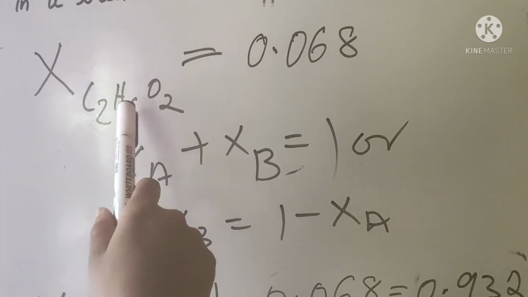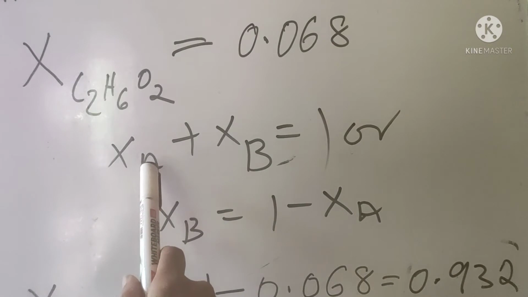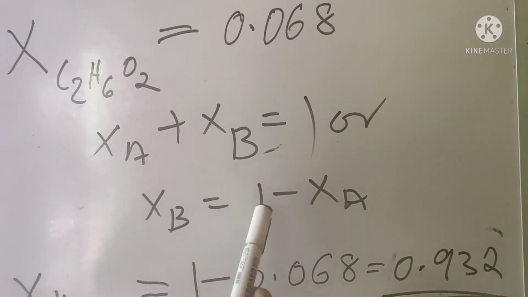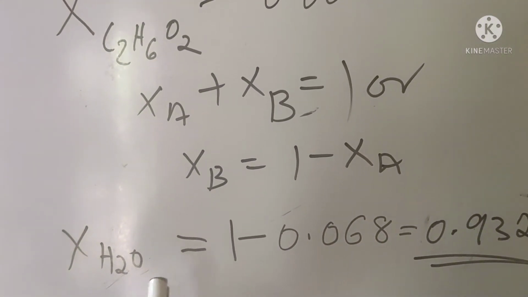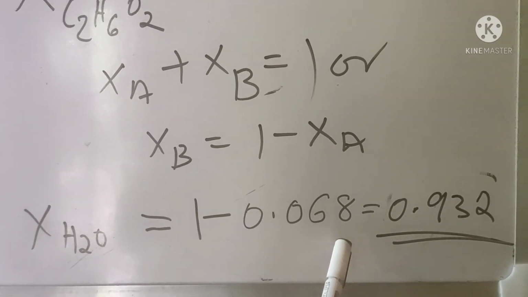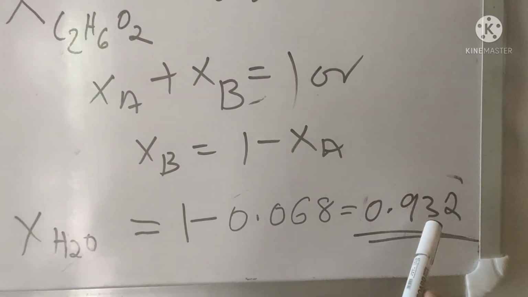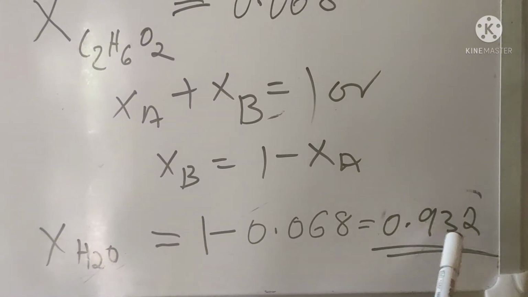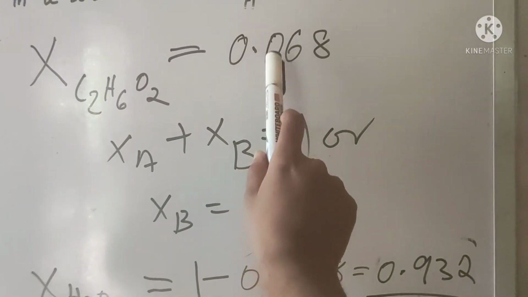Then how can we calculate the mole fraction of water? Mole fraction of ethylene glycol equals 0.068. We know that XA plus XB equals 1, or XB equals 1 minus XA. Then mole fraction of H2O equals 1 minus 0.068, which is equal to 0.932. We get the mole fraction of water, that is 0.932, and the mole fraction of ethylene glycol equals 0.068.